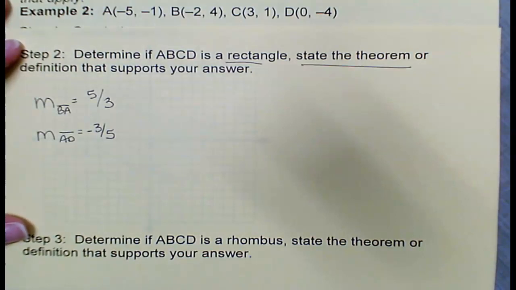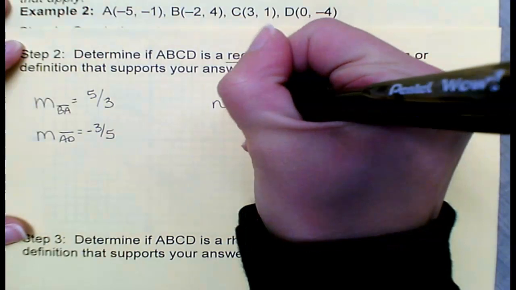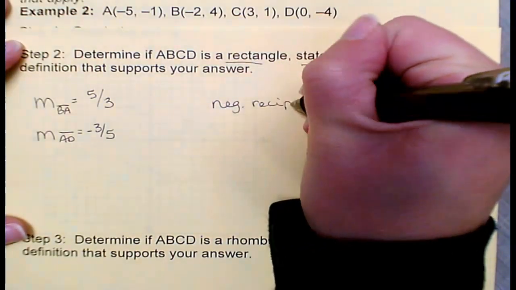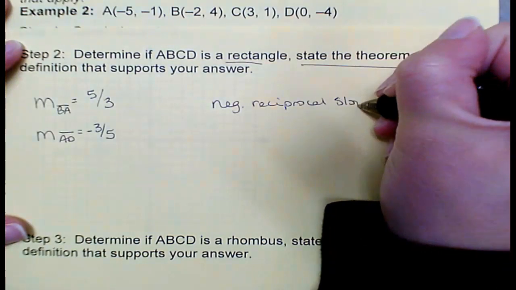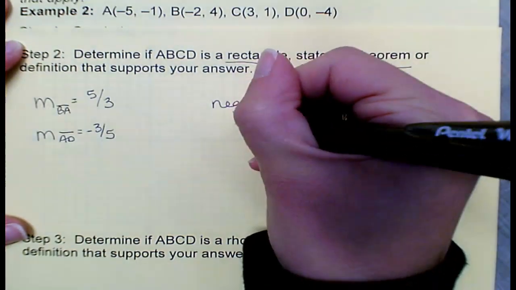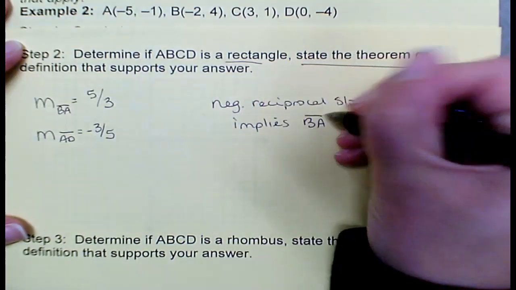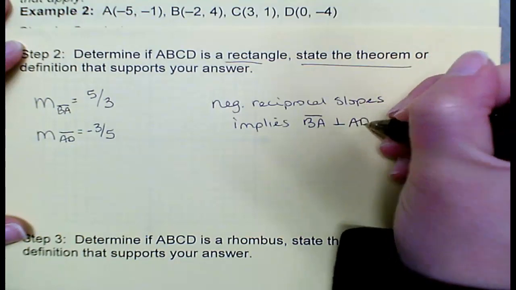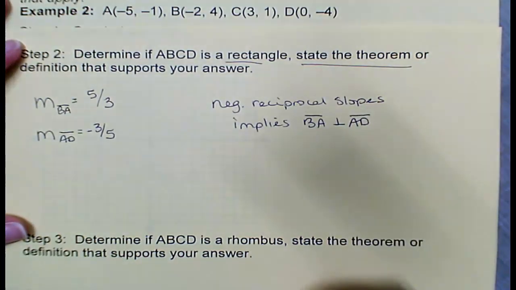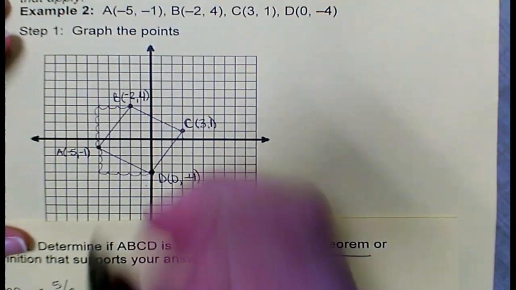Now, one of those slopes is positive, one of those slopes is negative. The slopes are reciprocals of each other. If I multiplied them together, I would get negative 15/15, which is negative 1. So since these slopes are negative reciprocals, that implies that BA is perpendicular to AD. And that means that we have a right angle right here.